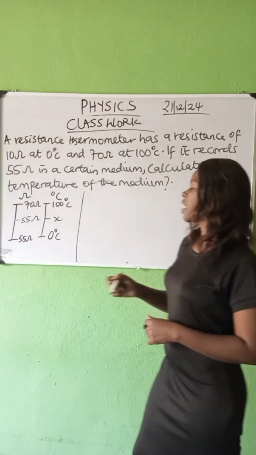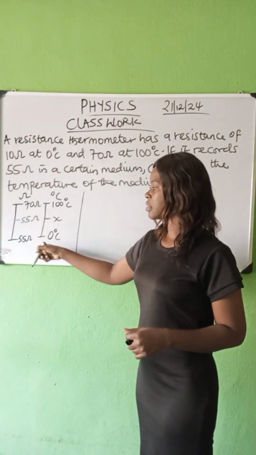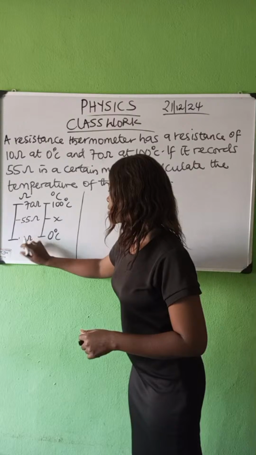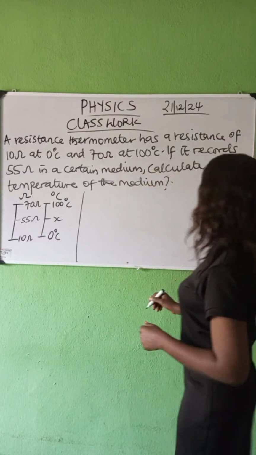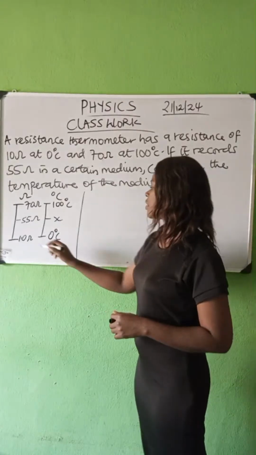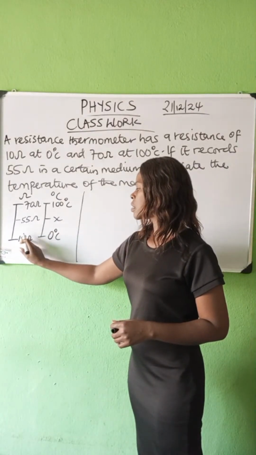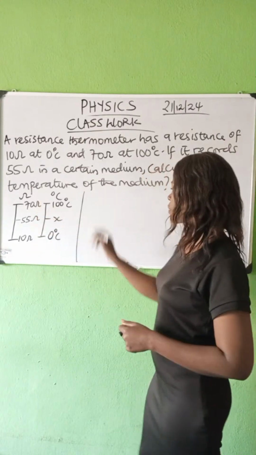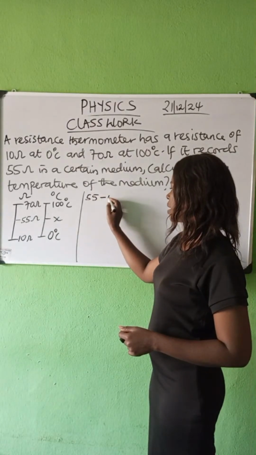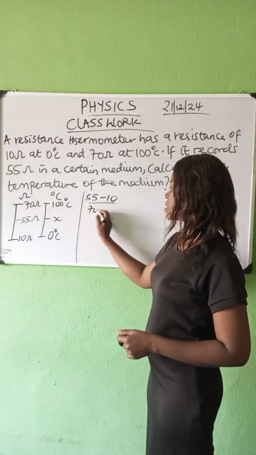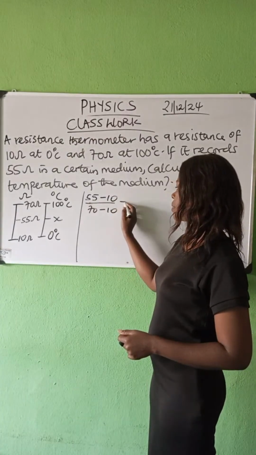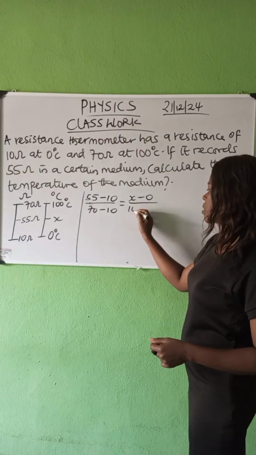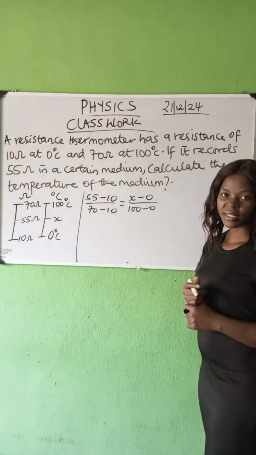Formula which says that fundamental interval minus lower fixed point. Sorry, this is 10. Okay, sorry for that. Now, fundamental interval minus what? Lower fixed point, divided by upper fixed point minus lower fixed point. So let's go. We are going to say 55 minus 10 divided by what? 70 minus 10. Right? Now this is equals to x minus 0 divided by what? 100 minus 0. Is that clear?